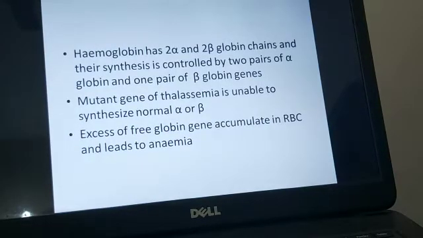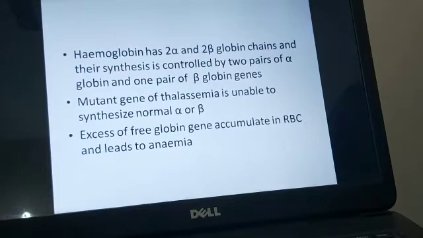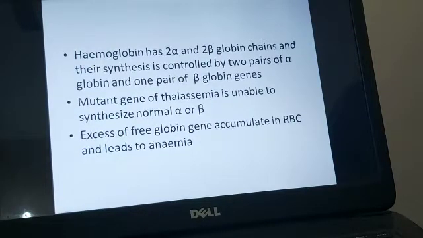So as you can see, the hemoglobin has 2 alpha chains and 2 beta globin chains, and their synthesis is controlled by 2 pairs of alpha globin and 1 pair of beta globin genes. So when a mutant gene is present, it is unable to synthesize normal alpha or beta chains. So what happens is the excess of globin is present, which accumulates in the RBC, and this leads to anemia. The person becomes extremely weak, and the only treatment available for these people is time to time blood transfusion.